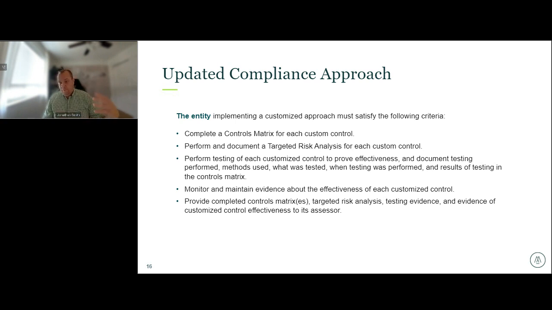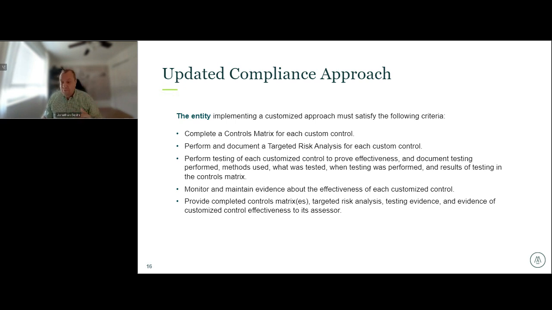Those four bullet points that I just went over really quickly are summarized in that you have to provide all of this evidence to your assessor when it comes time for your annual assessment. And so I'm going to dive into what the controls matrix could look like and what the targeted risk analysis could look like right now. And then I'll get to a little bit more of what we as assessors have to do from the compliance approach.